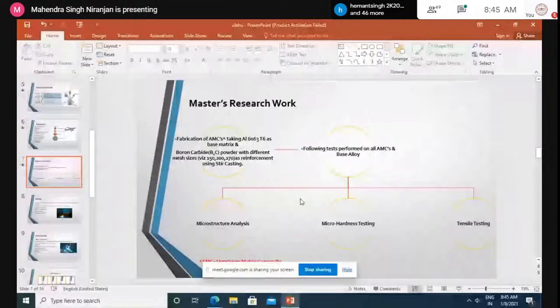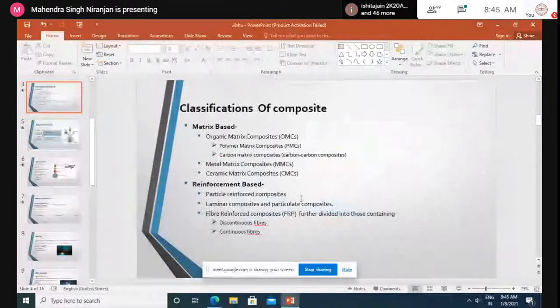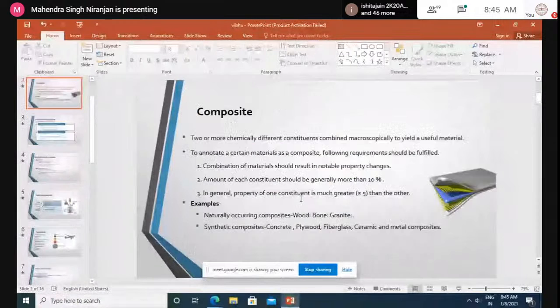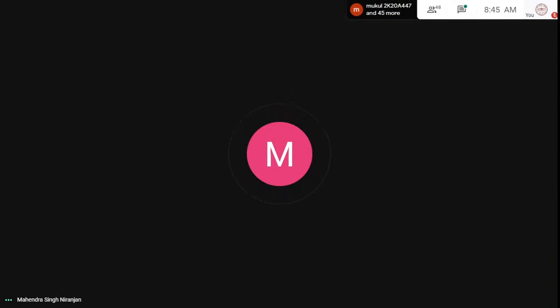ये हम आपके CR को मेल कर रहे हैं, तो आप लोग इसको ध्यान से देख लेना. Composite material, right? So this is all about unit number 5. Now you have to study unit number 5 for the exam purpose.